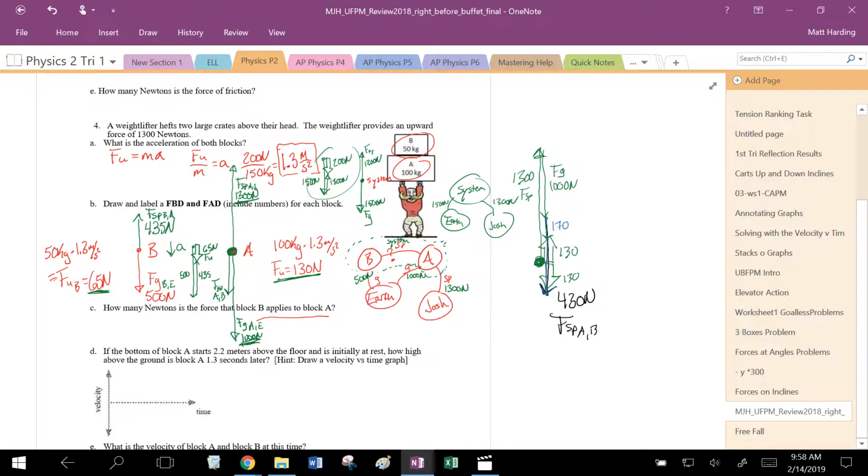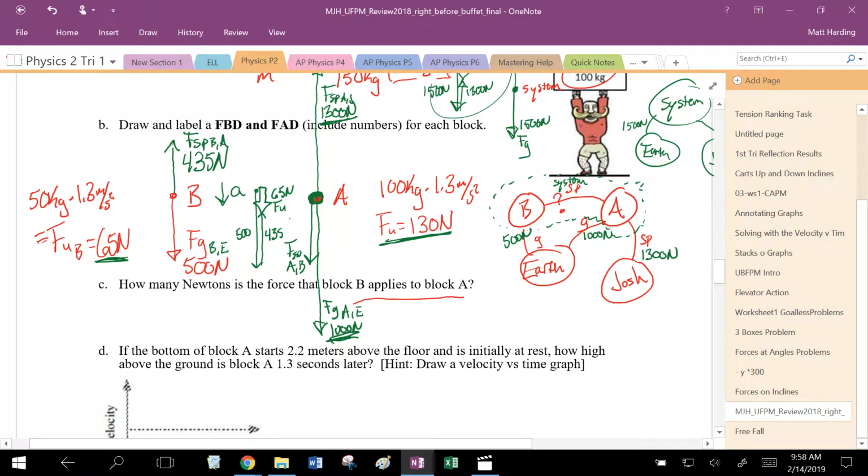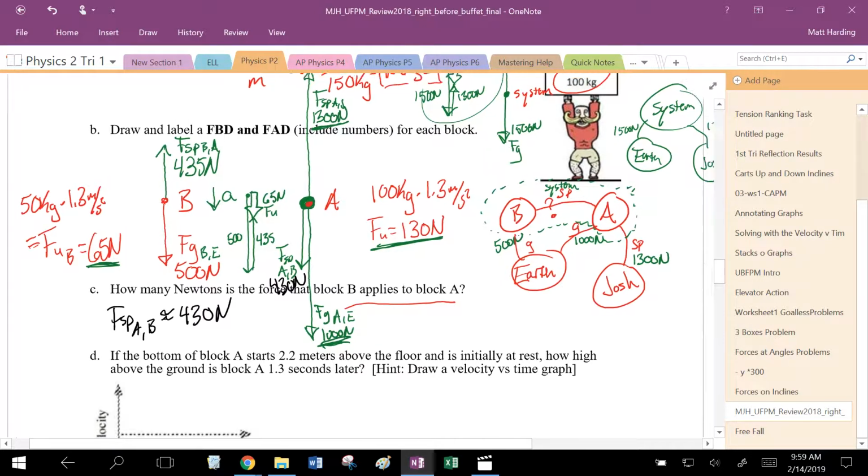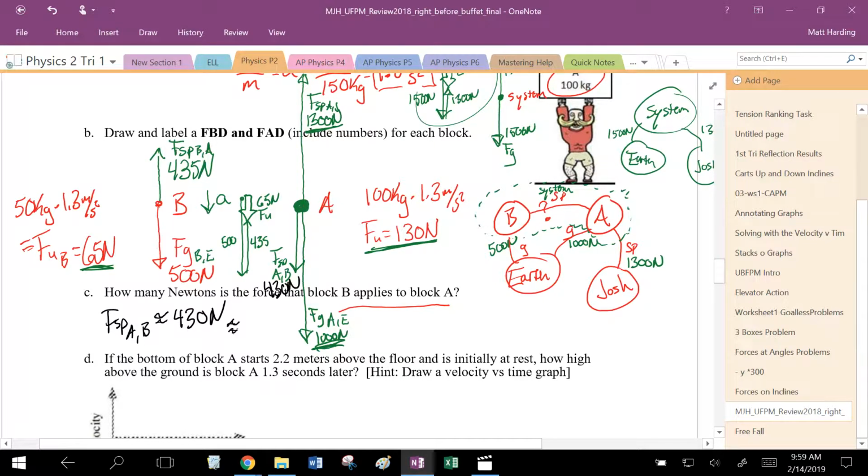A is going to feel a force from B downward about 430 newtons. Okay, so now I can go over into my diagram, and I know that this force here is 430 newtons. How many newtons is the force that B applies to block A? The force B applies to A is the force that A feels from B. I'm going to put squigglies because it's approximately 430 newtons, and that's approximately equal to the force that B feels from A. That's force pairs. That's essential understanding 5.7.